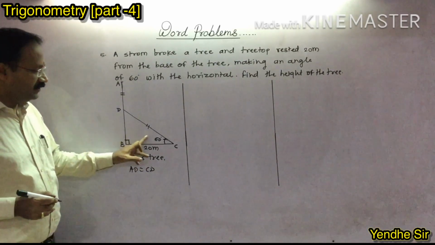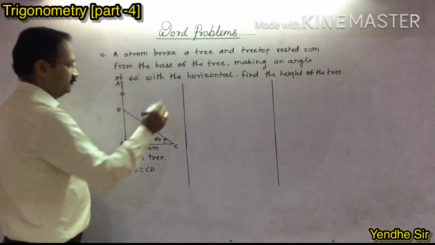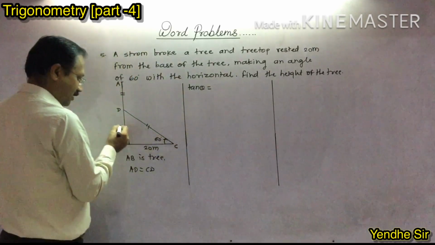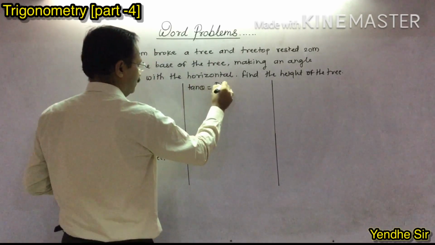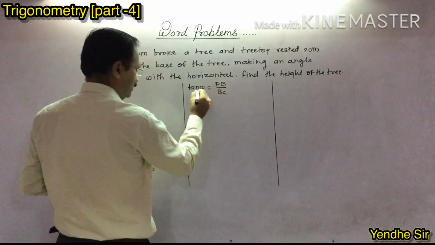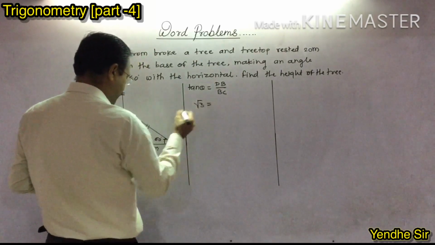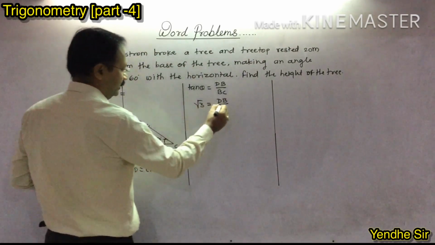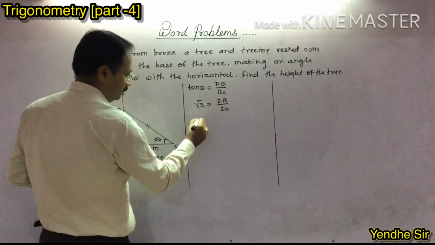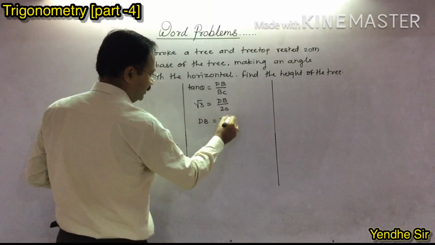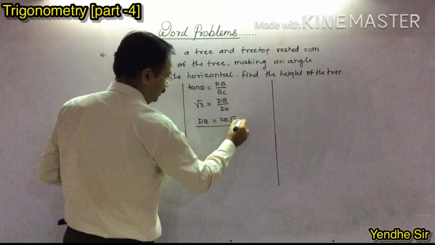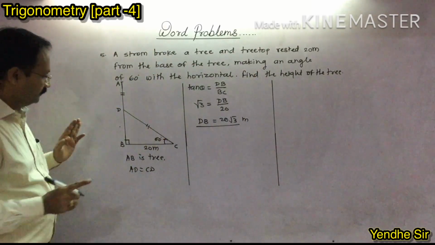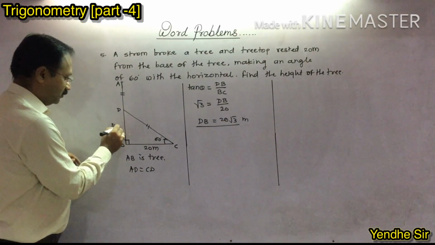So DB I can find out by tan theta. So here I am going to write tan theta first. Tan equals to opposite upon adjacent. So DB upon BC. Tan theta value is root 3. DB is given? No. So it will be as it is. And BC is given 20. So it will come on this side. So you get the value of DB equal to 20 root 3. Now remember, the value of root 3 is not given. So you have to write it as it is. Here I got it 20 root 3.